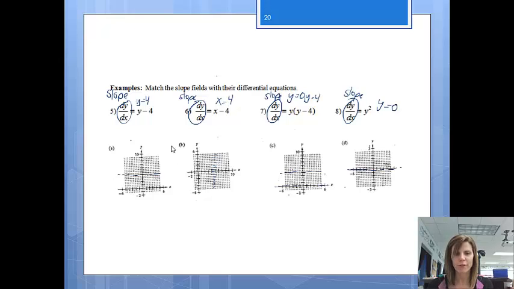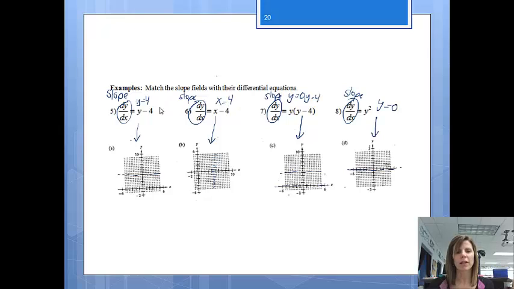So you can tell I matched them up quite nicely here. Here at y equals 4, they have slopes of 0. So we have a match. Here at x equals 4, got a match. This one was at 0 and 4, we got a match. And this one, when y equals 0, we had a match.